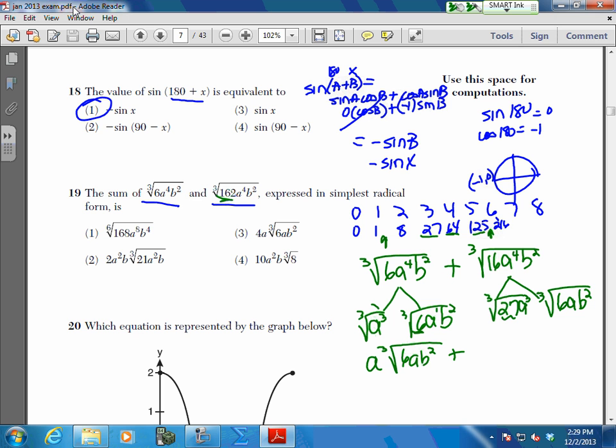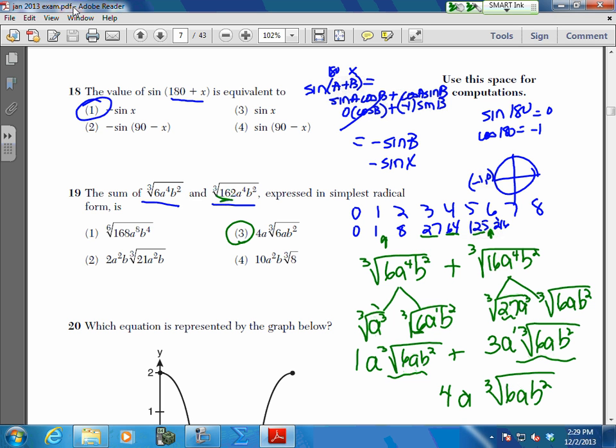Take the cube root of 27, which is 3, cube root of a cubed, which is a1, and you're left with the same radical. Once these radicals are the same, you add 1a plus 3a. You get 4a and the cube root of 6ab squared. And that's your answer.